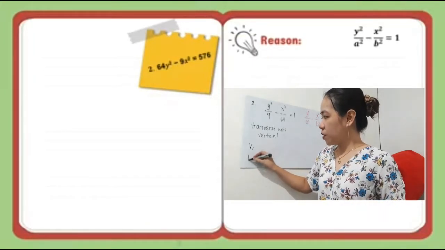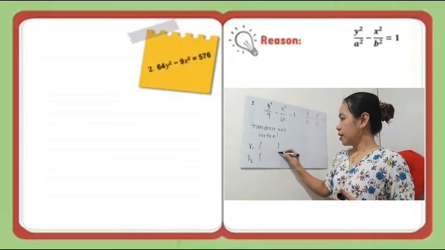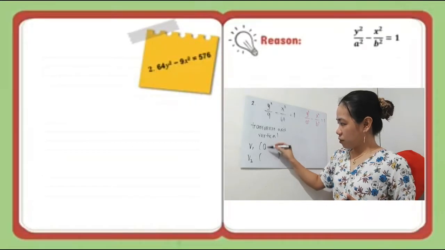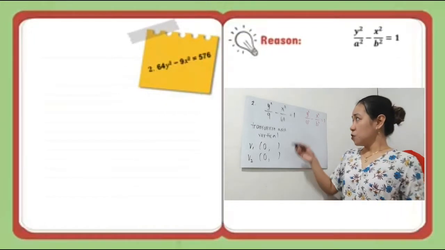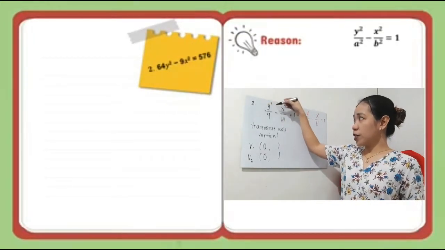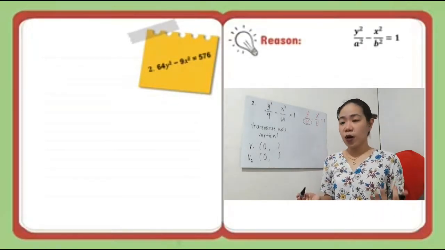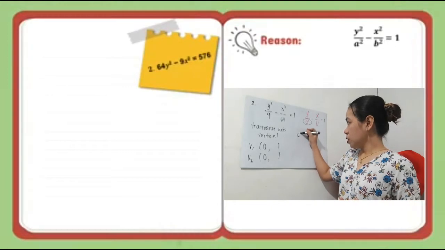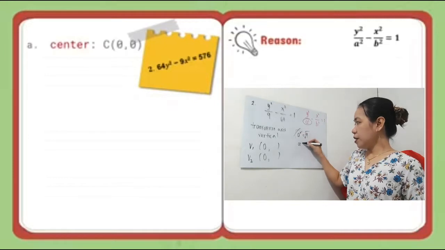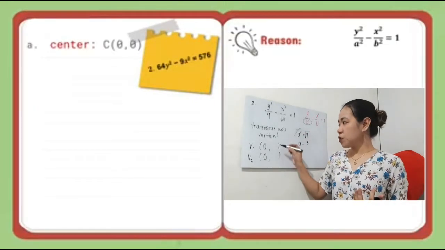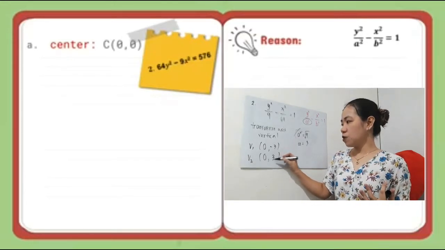So later on, we'll have v sub 1 and v sub 2 moving in the y-axis, so the x-coordinate will become 0. And then we'll get the value of a. Look at the equation: we have y squared over 9 here. A squared is the denominator of y squared, so a squared equals 9. Then get the square root of both sides. A is equal to 3. Therefore, the vertices v sub 1 is (0, negative 3) and v sub 2 is (0, 3).